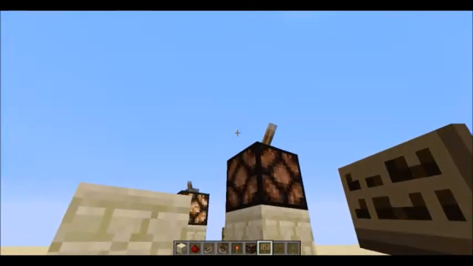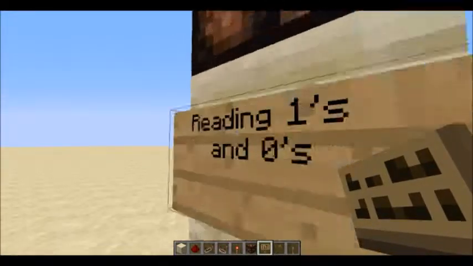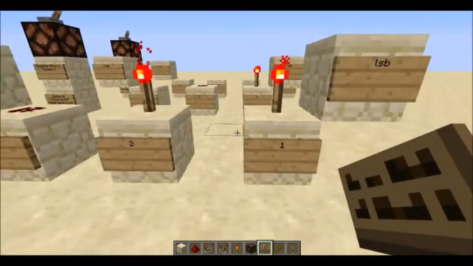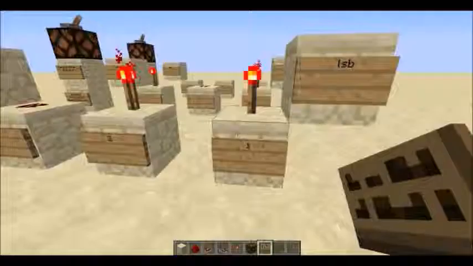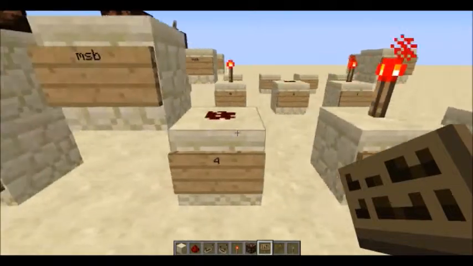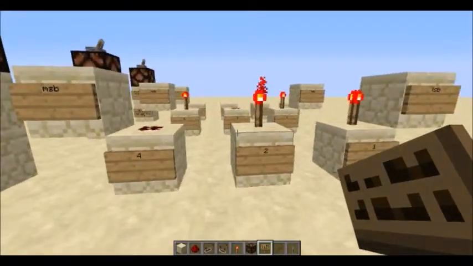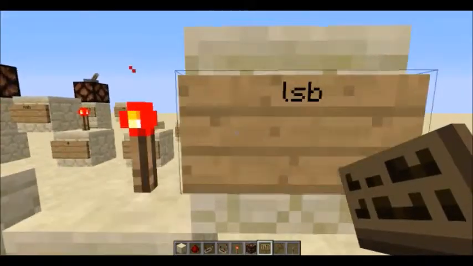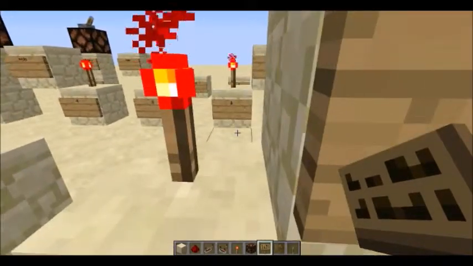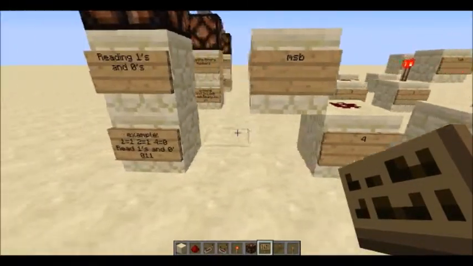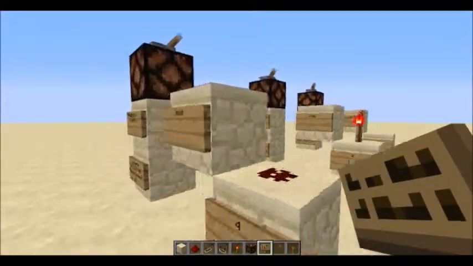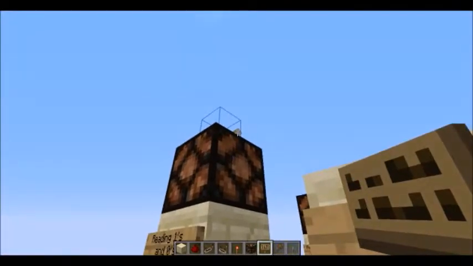So, the next stage is reading ones and zeros in binary. An example I have right here is I've got the numbers 1 represented as a 1, 2 represented as a 1, and 4 represented as a 0. What you've got to do is you start with your LSB and work your way up reading the states. As easy as it sounds. 1, 1, 0. Easy. That is probably the easiest way to read binary.